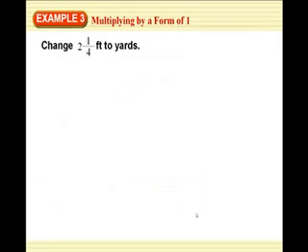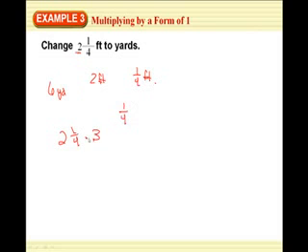Okay, example 3. Change 2 1/4 feet to yards. There are 3 feet in a yard. So that's 6 yards. The 2 feet, and then 1/4 of a foot. How many feet are in 1 yard? 3. I'm going to have to take 2 1/4 times 3. I was trying to do it in my head. Forget all that.